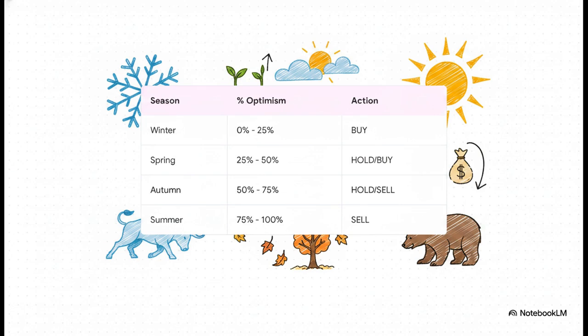Look at the exact investor action required for each phase here. Winter, from 0 to 25% optimism, is maximum fear, so you buy aggressively. Spring, from 25 to 50%, is cautious recovery. You hold or buy selectively. Autumn, from 50 to 75%, growth slows down. You hold or start taking profits. And summer, from 75 to 100%, is maximum greed. You sell. It's a beautifully structured, logical map for navigating the entire market cycle without ever letting your emotions get in the way.